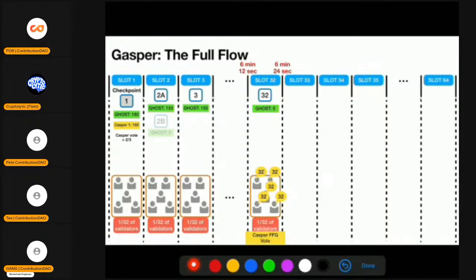And then you have the Ghost and the Casper FFG votes. Because this checkpoint gets more than 2/3 of the vote from all of the validators, it can change to the justified state, but if you remember, it changed to the safe status on Etherscan.